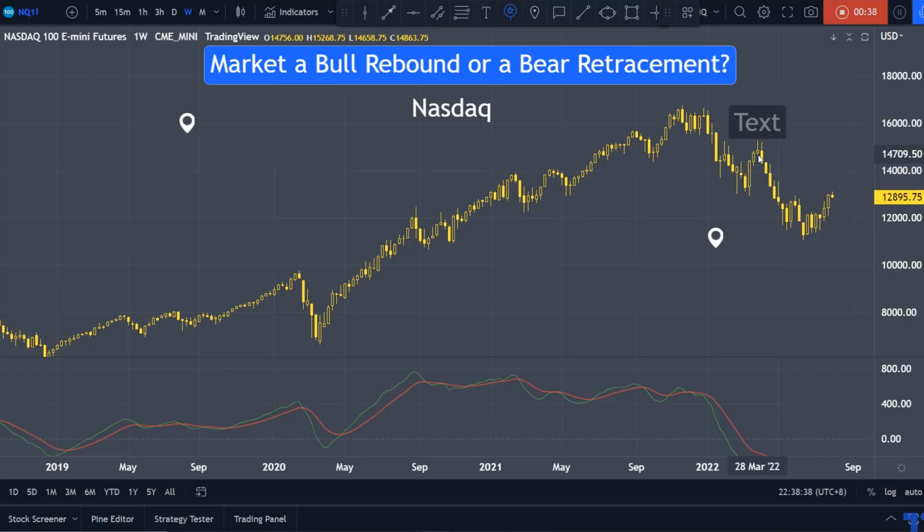In today's tutorial, I thought of doing a recap between the two videos and exploring the current market and its development: if it is a bull rebound heading to break another new all-time high, or if it is a bear retracement. I have included both the video links below.